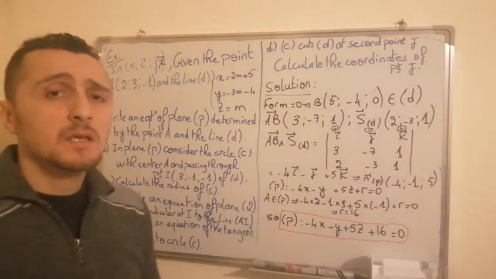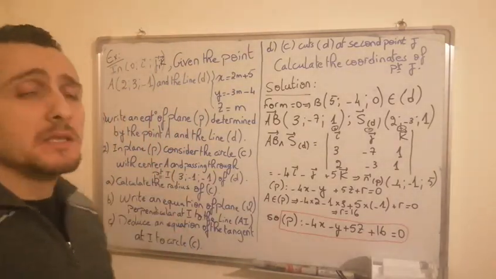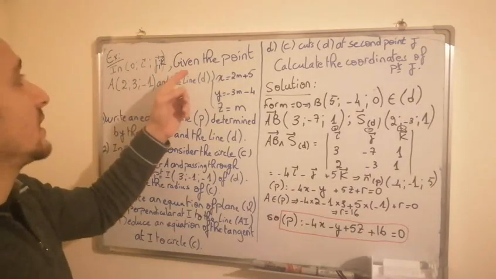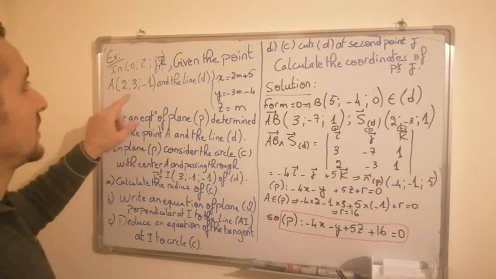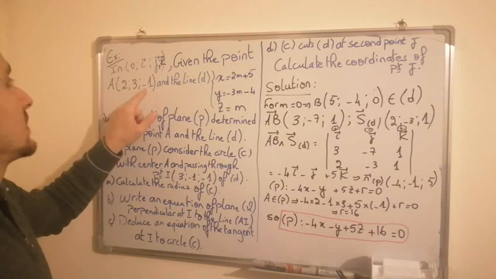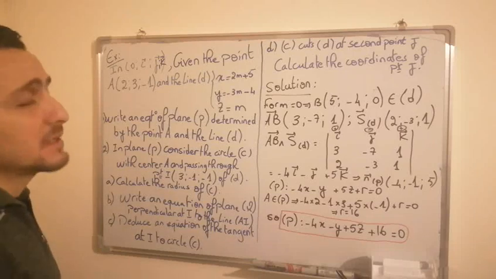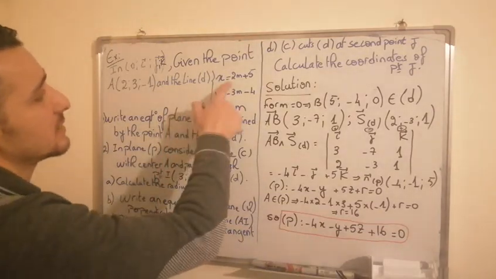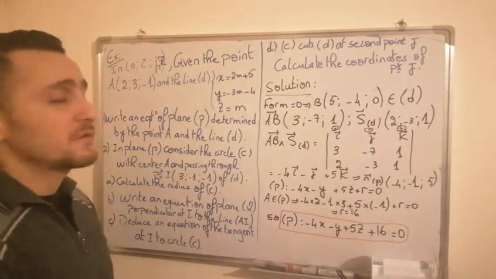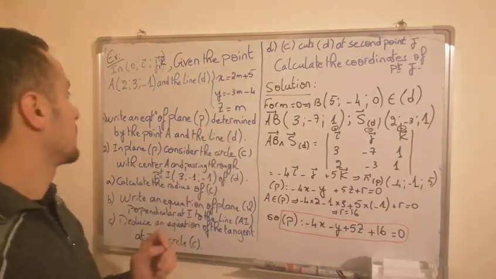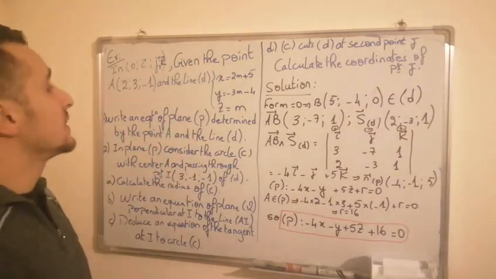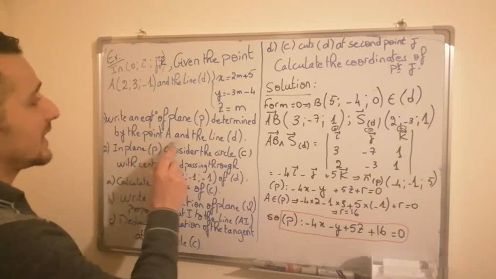We want to do an exercise containing space, it's very important. In OIJK, given the point A of abscissa 2, ordinate 3, and height -1, and the straight line D of equation x equals 2m plus 5, y equals -3m minus 4, and z equals m. First question is, write an equation of plane P determined by the point A and the line D.